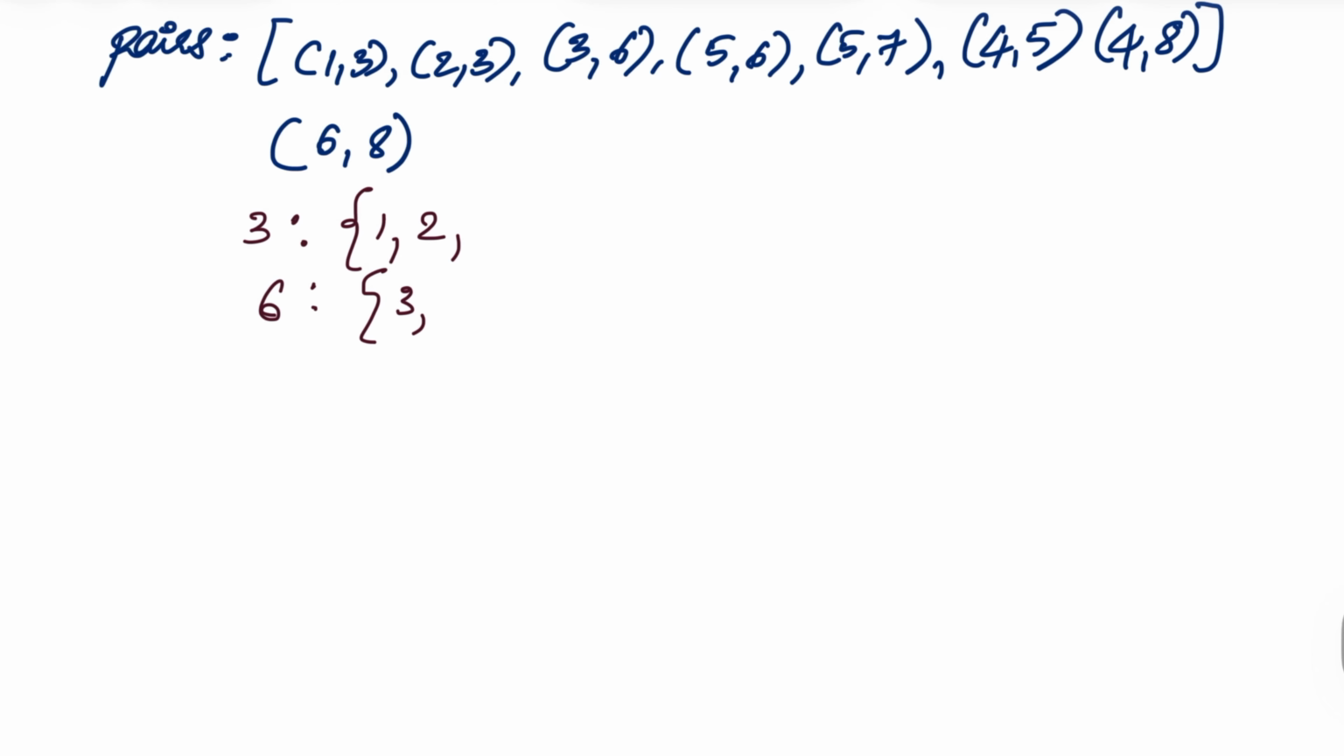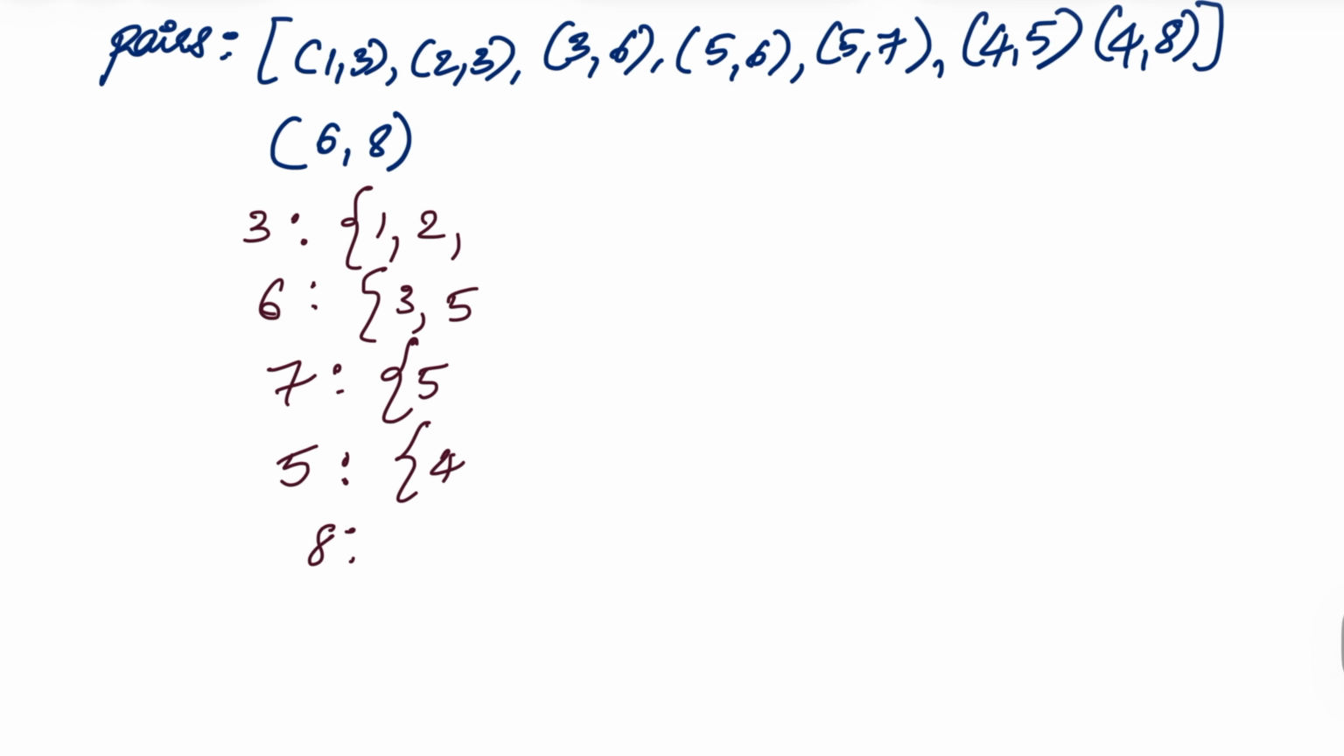Later we have 5 comma 6. So 6 is the child, 5 is the parent. Later we have 5 comma 7. 7 is the child, 5 is the parent. Next we have 4 comma 5. 5 is the child, 4 is the parent. Next we have 4 comma 8. 8 is the child, 4 is the parent.